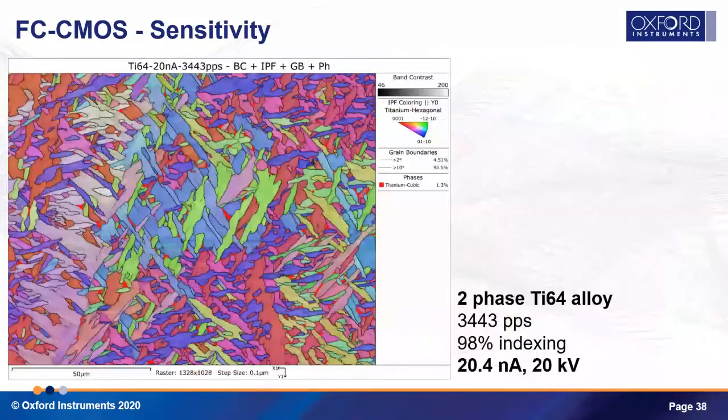Here's a more difficult example, a titanium alloy. Here we've managed 3,500 measurements a second, 98% indexing, but we've used rather more beam current here, 20 nanoamps at 20 kV.